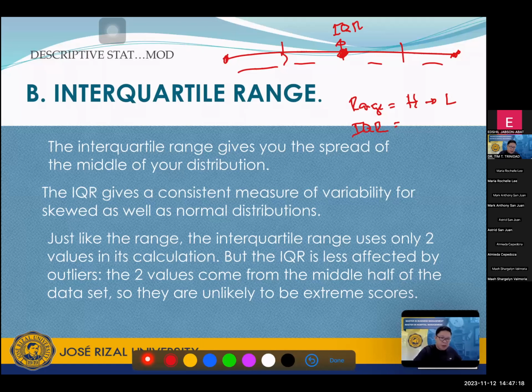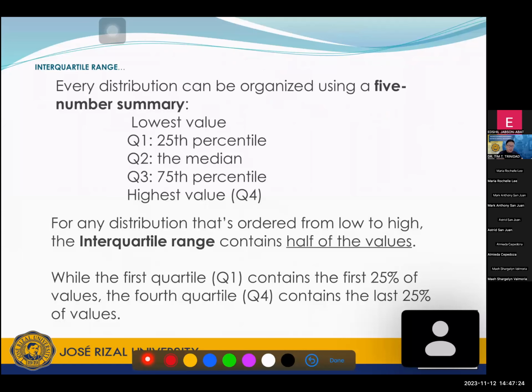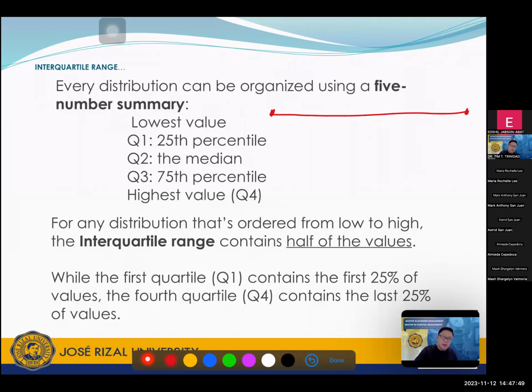But in an interquartile range, the 2 values that you will be using in computation are also just two: the 25th and the 75th percentile. That was the report of Apple before, right? Yes, Doc. So every distribution can be organized using a 5-number summary. The lowest value, and this will be the highest value. Your highest value will be your fourth quartile, and the lowest value is 0.